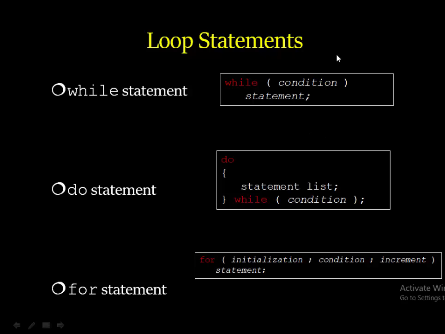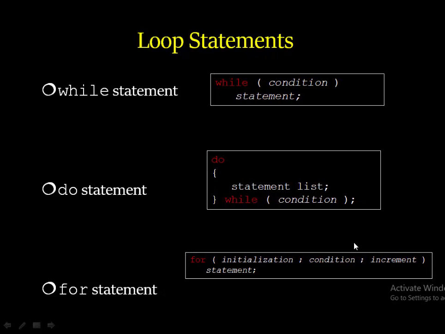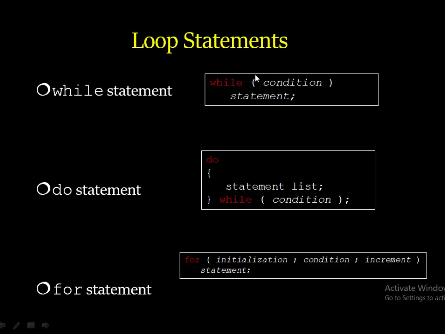These are the syntaxes of the while statement, do statement, and for statement. See here, while is a keyword, and the condition must be a boolean expression, followed by the statements. If you want to execute a set of statements, they must be delimited by an opening curly brace and the respective closing curly brace. Only if this condition is true will these statements be executed, otherwise the loop will not be executed. Next is the do while statement. Here, when the condition is true, then only these statements are executed.